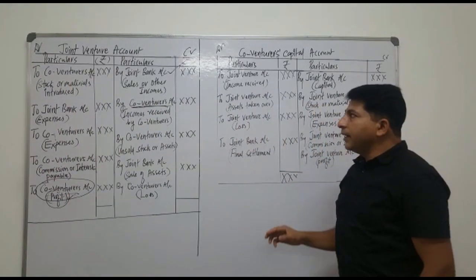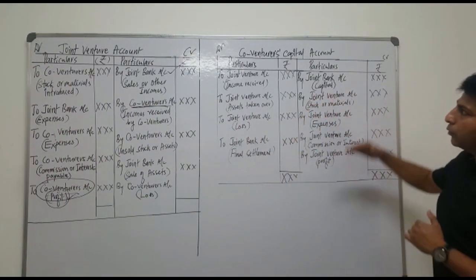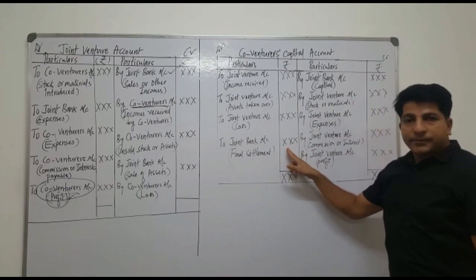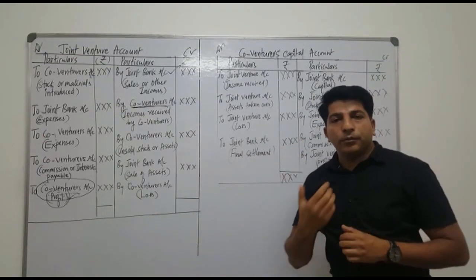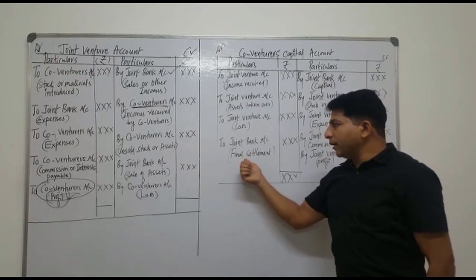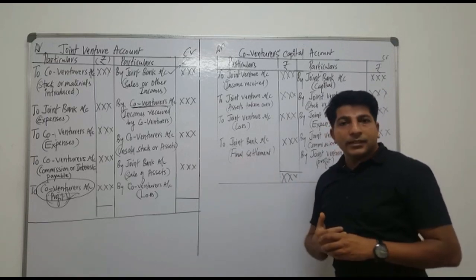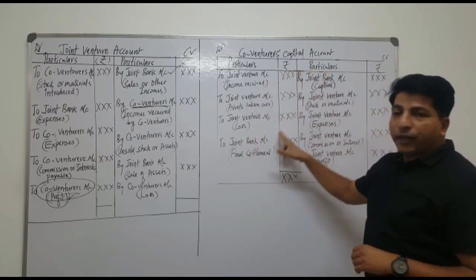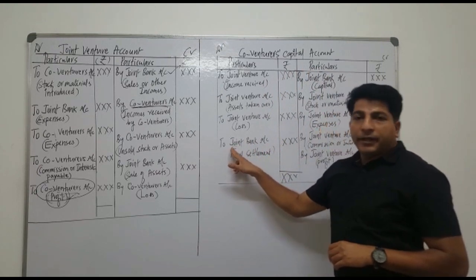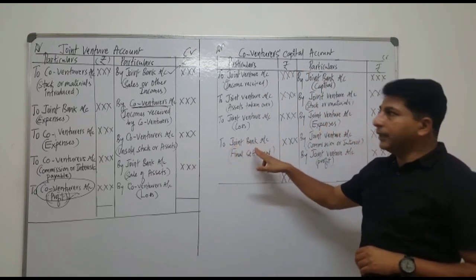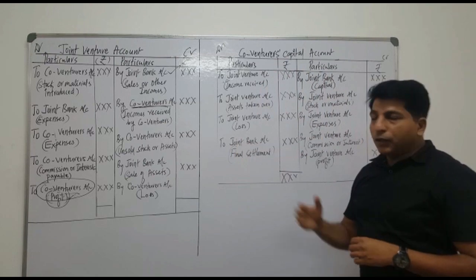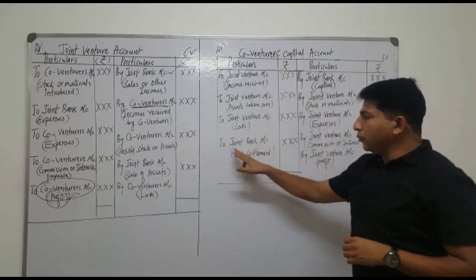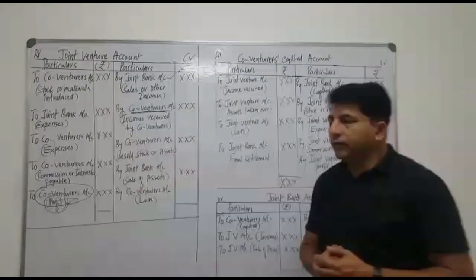Usually after making these entries, we have to close the co-ventures capital account. Then you will get the balance. The balance amount is to be paid to the co-venturers, so we have to make a final settlement. Here the final settlement is made through joint bank account. That's why while closing the co-ventures capital account, the balance will be treated as joint bank account. The entry is co-ventures capital account to joint bank account.